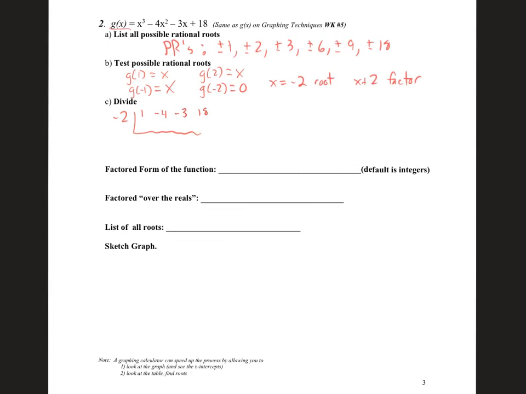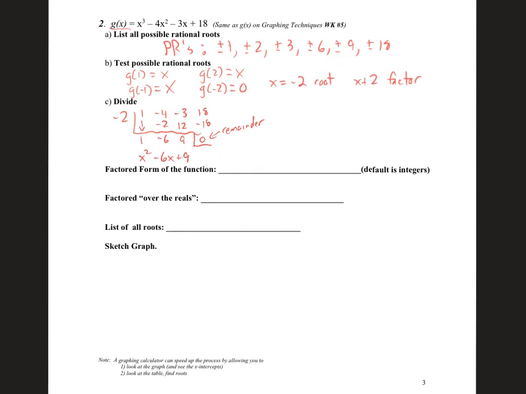We're going to perform our synthetic division. Hopefully you guys are experts at that by now. So pull that one down, go ahead with the process. And we should have our 0 at the end. Remember, that's our remainder. So our quadratic here is x squared minus 6x plus 9, which, if you look, is factorable.